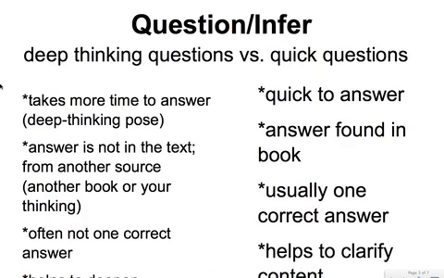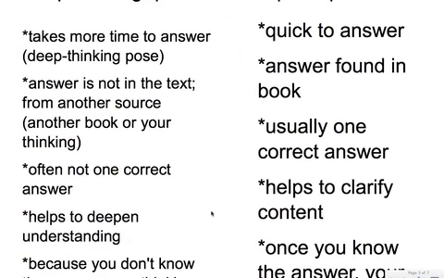There are also deep thinking questions. It takes more time to answer. Think about the thinker, the famous statue of the guy sitting there thinking for a really long time. Your answer might not be in the text. We sometimes call those think and search questions. You might find pieces of the answers all over the place in the entire article or piece that you are reading. You might know the answer from something you've read before, from another book, or because your dad told you yesterday. Those are deeper questions. There might not just be one correct answer to deep questions.